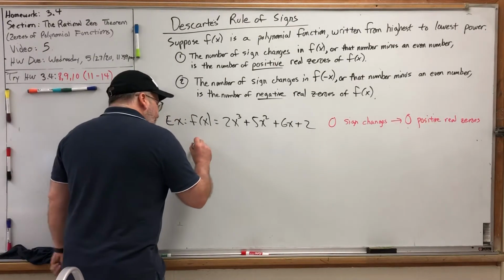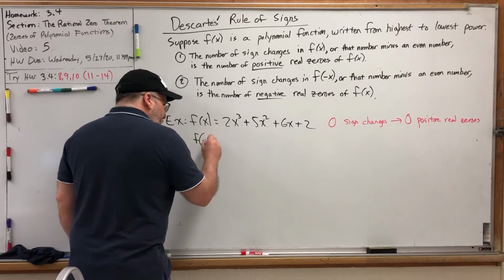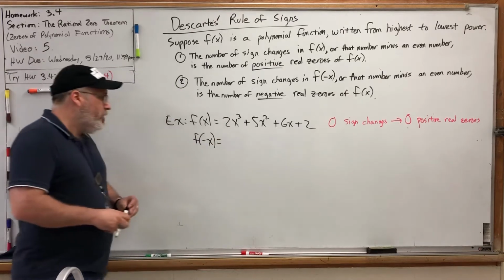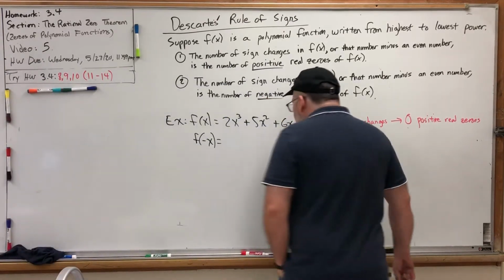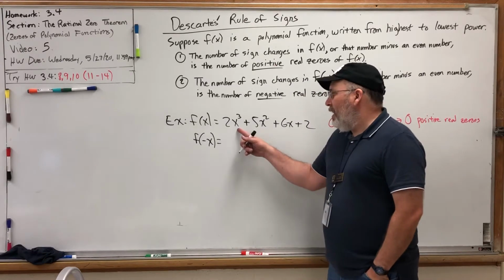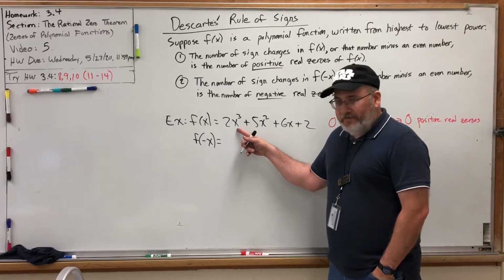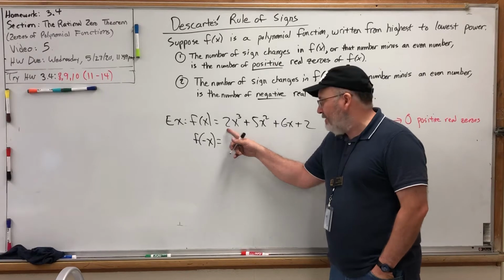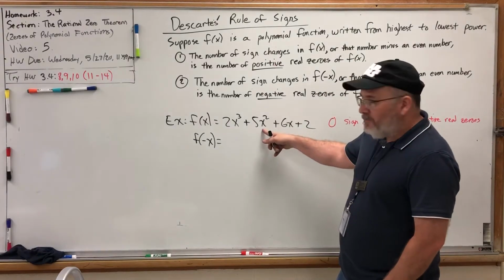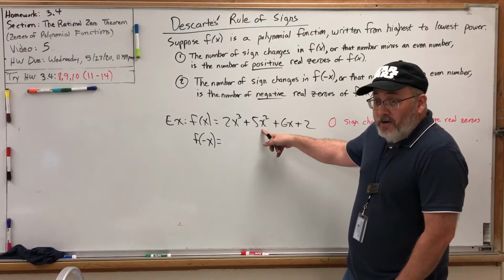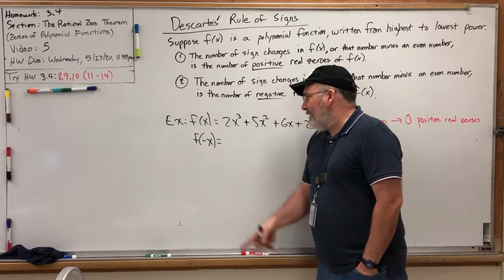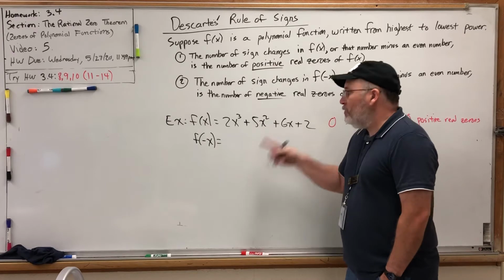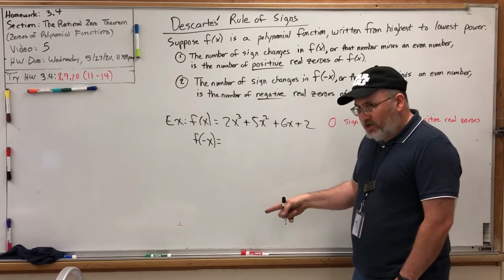So in order to count the number of negative real zeros, you have to first evaluate what is f of negative x. But that's easy to do, because putting a negative on an odd power will keep the negative and therefore change this number's sign. And putting a negative on an even power, the negative gets squared and disappears. So in other words, when you put in a negative x, only the odd power's coefficients change signs.